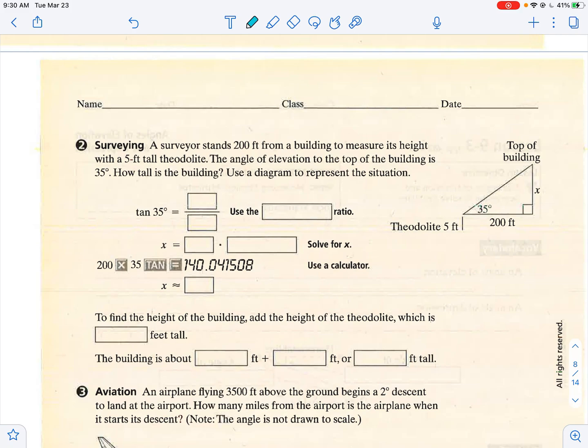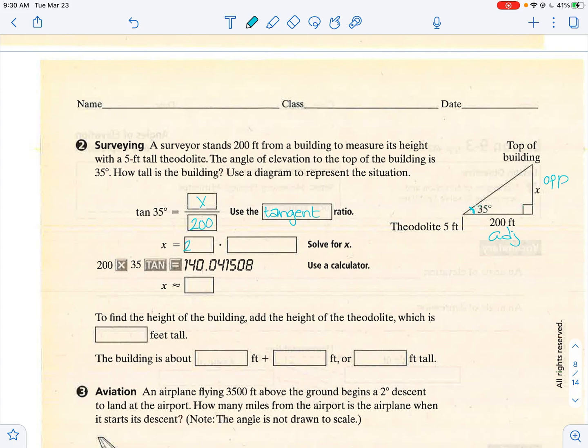A surveyor stands 200 feet from a building to measure its height with a 5-foot tall theodolite. The angle of elevation to the top of the building is 35 degrees. How tall is the building? Okay, so this angle is 35 degrees. We know the tangent is opposite over adjacent. And those are the two sides we're working with. So the tangent of 35 equals x over 200. We're using the tangent ratio.